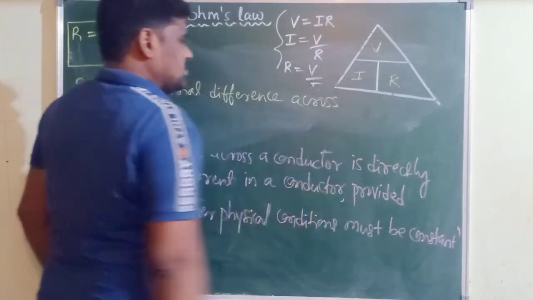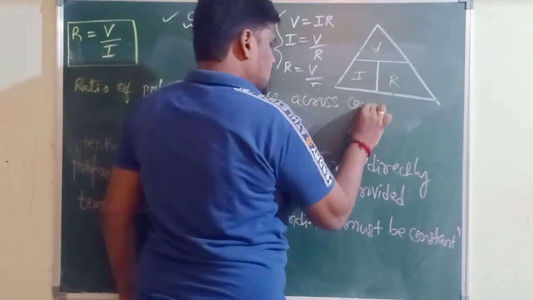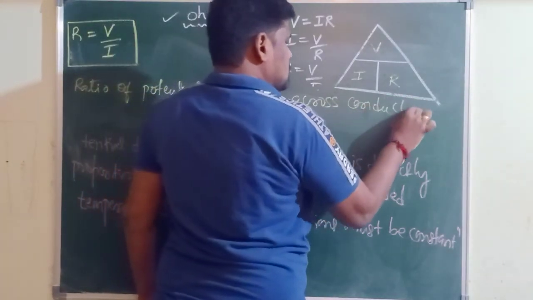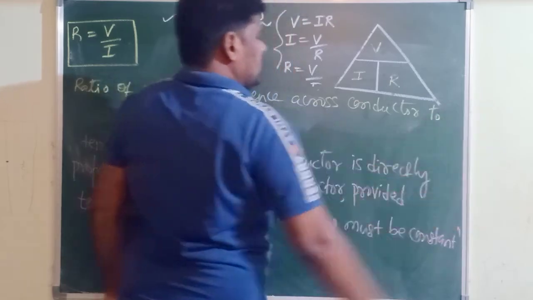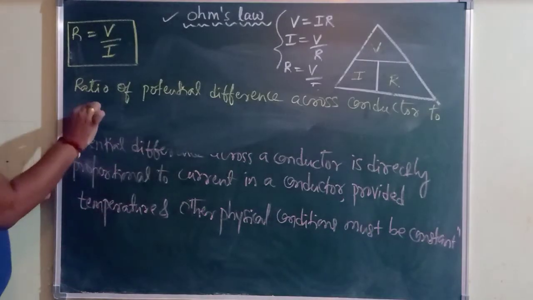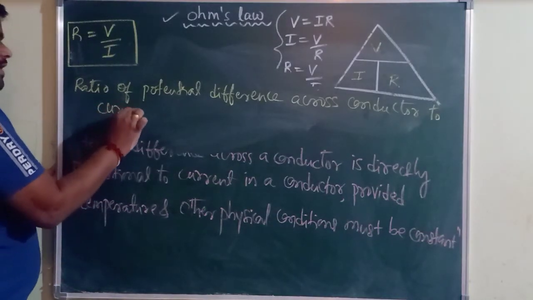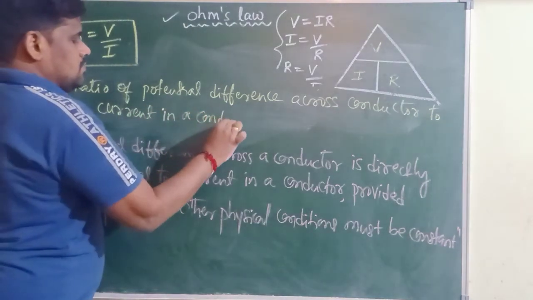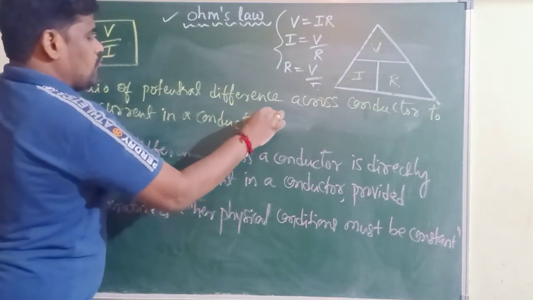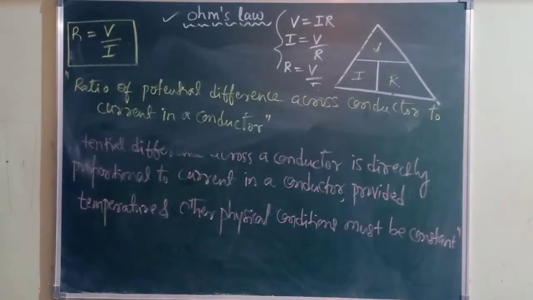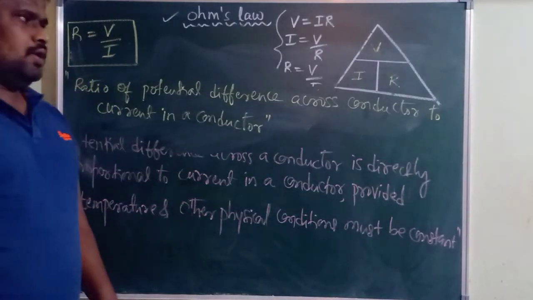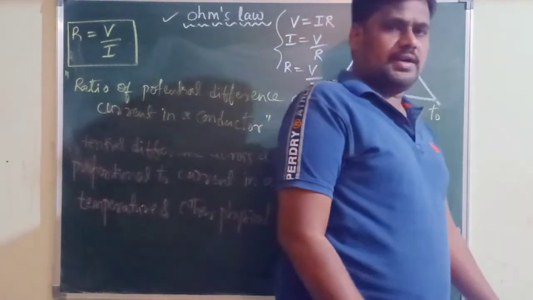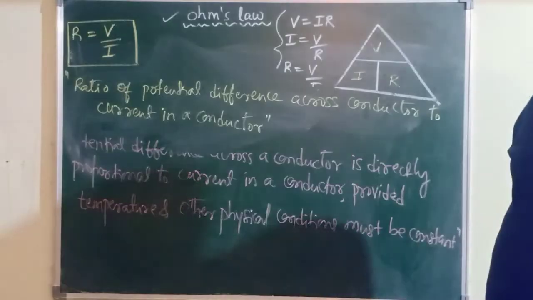Ratio of potential difference across a conductor to what? Current in a conductor. To current in a conductor. The ratio of potential difference across a conductor to current in a conductor, we will call it resistance.